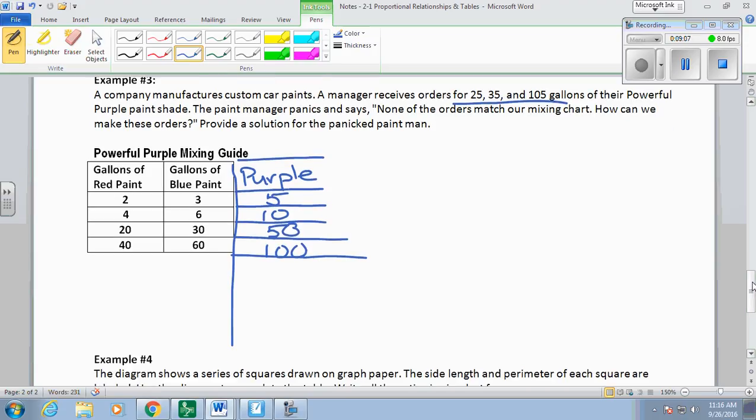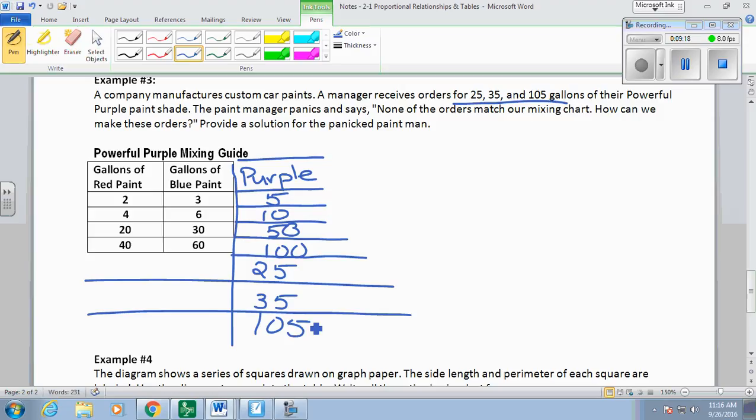So there were orders for 25, 35, and 105 gallons. And now we need to figure out how many gallons of red and blue we're going to need.